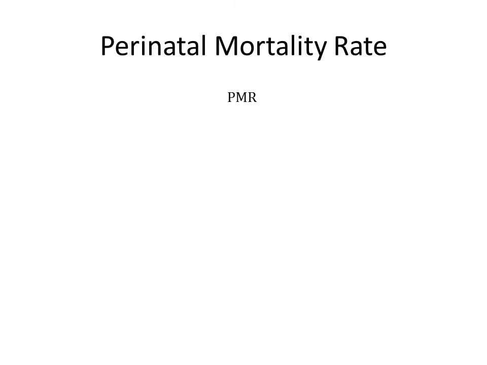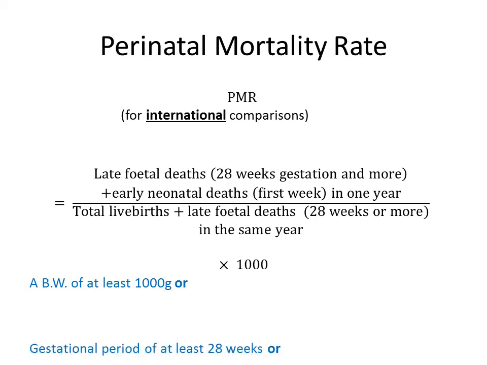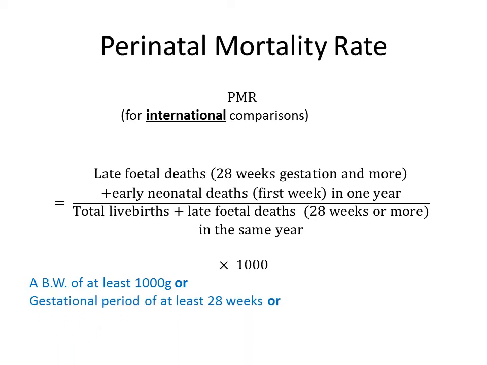For countries with reliable registration of stillbirths, the denominator for perinatal mortality rate differs. The numerator is the same, that is late fetal deaths plus early neonatal deaths, and the denominator is live births plus late fetal deaths in the same year multiplied by 1000. First consideration for late fetal death is a birth weight of at least 1 kg or a confirmed gestational period of at least 28 weeks. And if these two cannot be ascertained, then a body length of at least 35 centimeters.